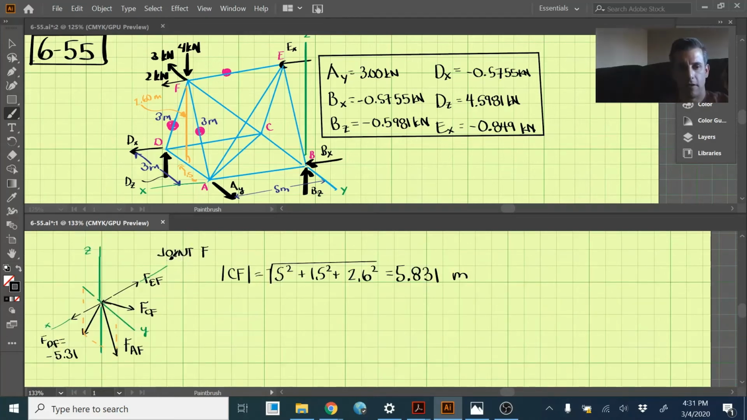On to joint F here. All right, so joint F is up here, and we have a lot of members connected to joint F. We have 1, 2, 3, 4 members connected to joint F, along with these forces up top here that we need to include.